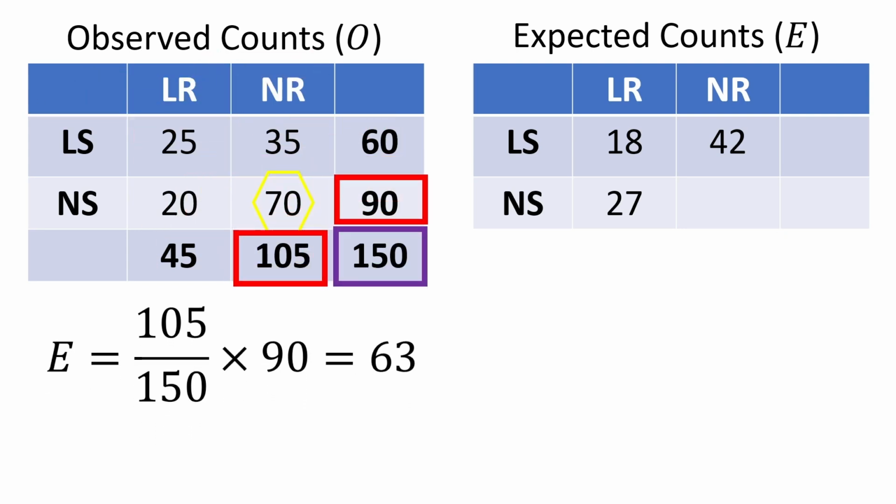And so here again, we have a column total of 105 divided by the grand total times a row total of 90. We get 63. So in the end now, we want to calculate the statistical distance between the observations on the left and the counts we would expect to see for each of these contingencies if the null is true. How do we do that?